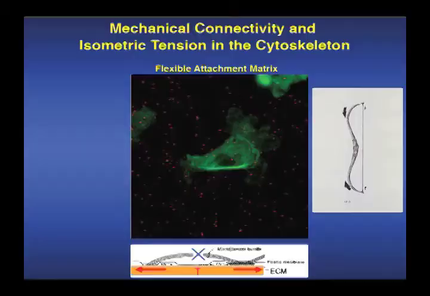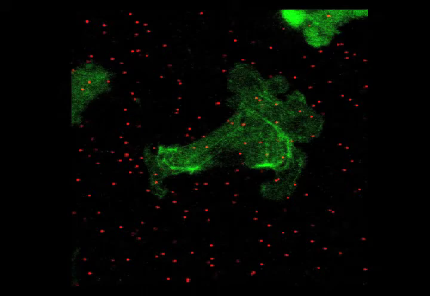If you cut a cell on a flexible substrate, which is like our skin is flexible, most of our tissues are flexible, now you see cutting one makes all the elements rearrange, which is just like what happens in these structures. On the glass substrate where we did before, only one moved, but here it's just like this. And it really is like a bow and a bowstring.